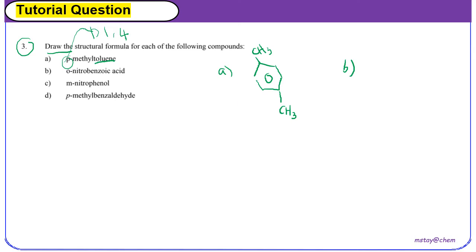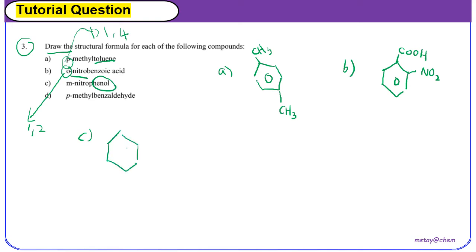B is o-nitrobenzoic acid. As we know, benzoic acid is a benzene ring with a COOH attached directly to the benzene ring. Nitro, O is ortho, which is 1, 2, so NO2 will be at the second carbon. And then C, m-nitrophenol. We can draw the structure of phenol first, with the OH. Meta stands for 1, 3, so 1, 2, 3, the nitro is at 3. Again, nitro is NO2.